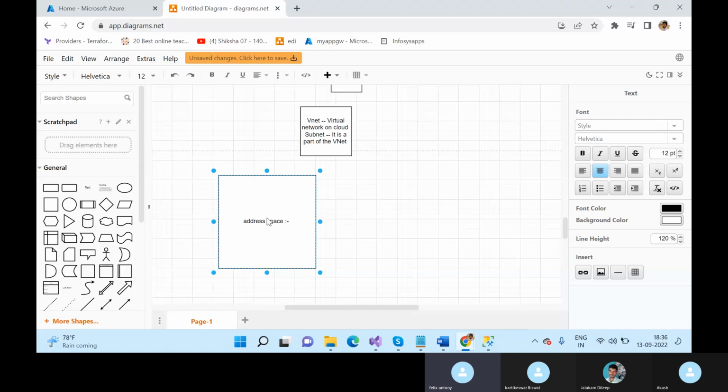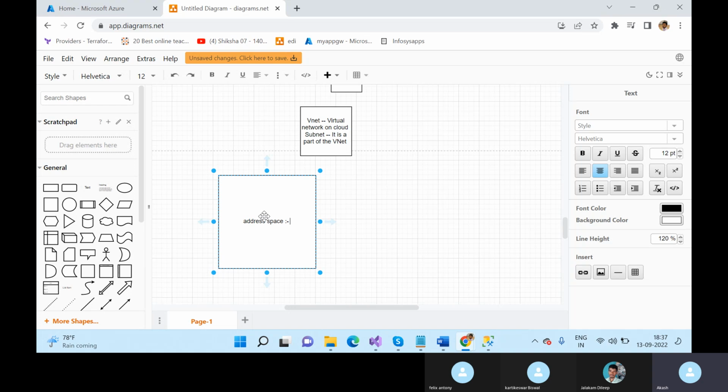Actually, I have one doubt. Subnet is a part of the VNet, is it the correct definition for subnet? Yeah, it is part of VNet. Actually, it is splitting of a larger network into smaller networks. That is the thing. It is a part of VNet. I'll explain. So it is correct. You're basically splitting your VNet into a smaller one, so that becomes its subnet. You'll understand. I'll tell you.